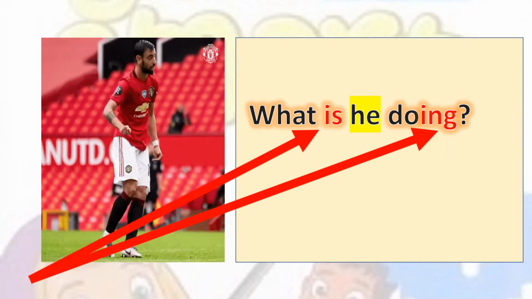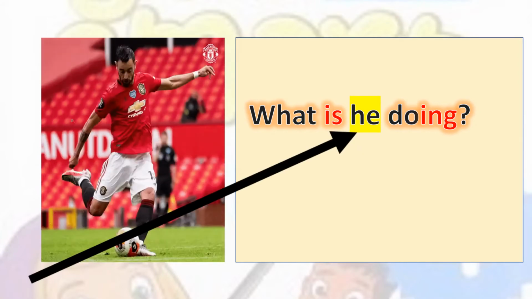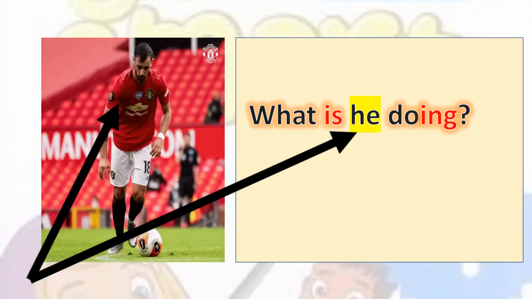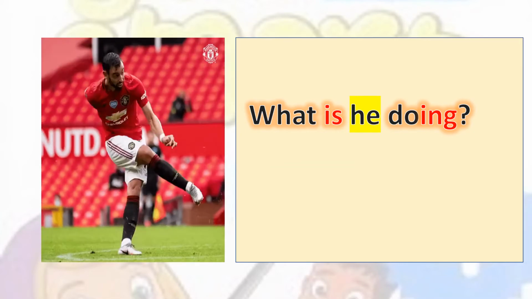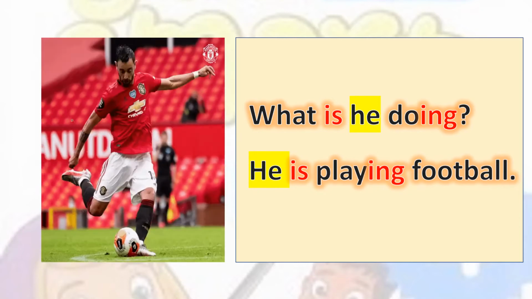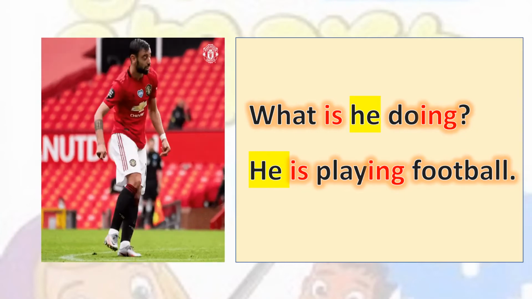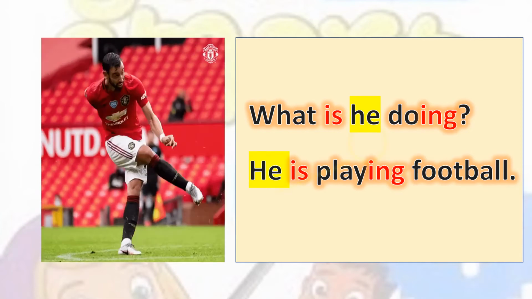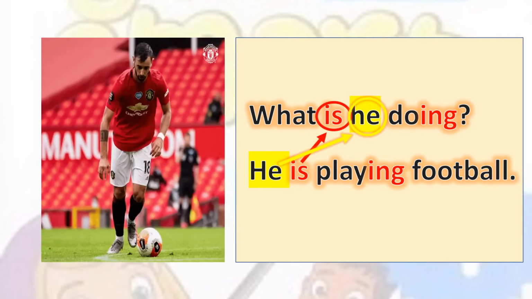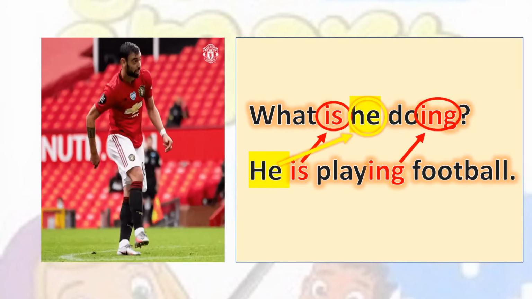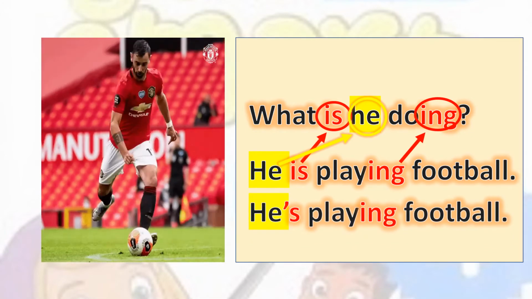What is he doing? So how do you answer? The second one, look at the yellow color. The yellow color means the subject. So if you look at the picture, it is a man, and you know he plays football. So is and ing. He is playing football. So this is how you answer the question. What is he doing? Look at the red color, is. He refers to the subject. He is doing what? He is playing. You need to add ing. Okay. Or you can answer like this one. He's playing football.